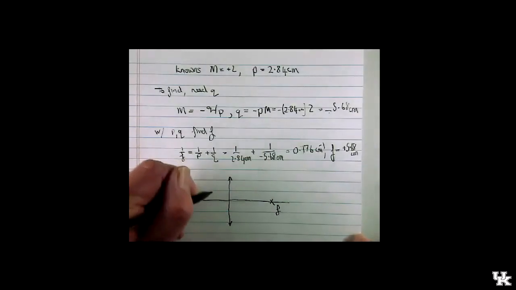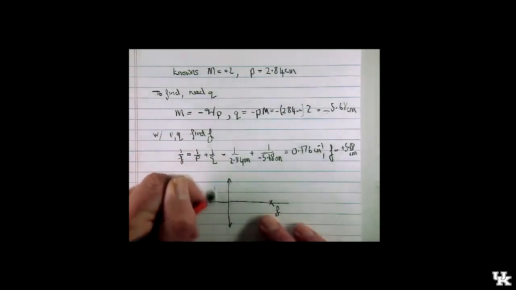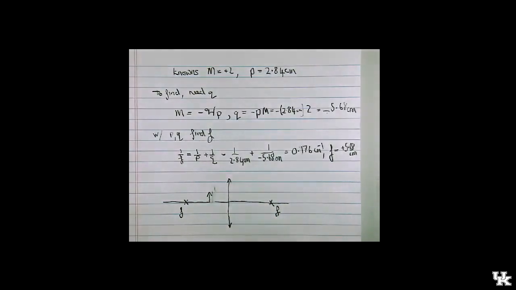So the object was located at 2.84 centimeters. The light's going to come from the front face on the left towards the back face on the right. So it's located on the front face over here on the left, and it's 2.8 centimeters from the lens. This, remember, was about 5.7 centimeters from the lens. So there's my object. And now let's draw some light rays.